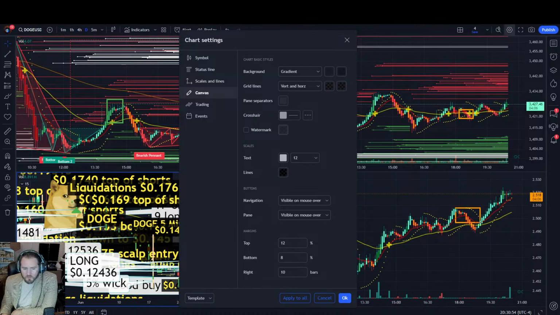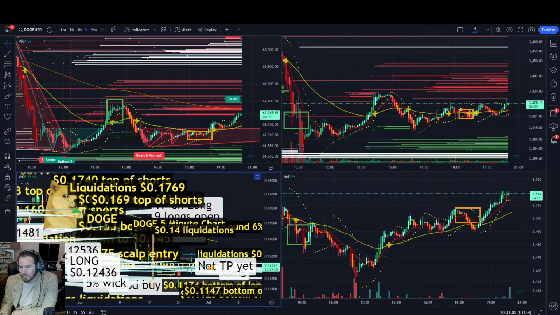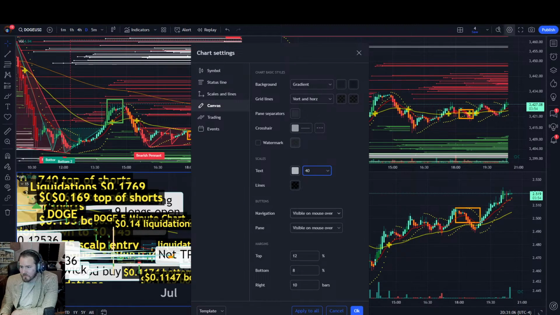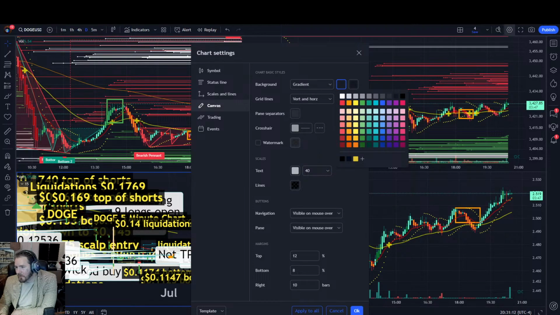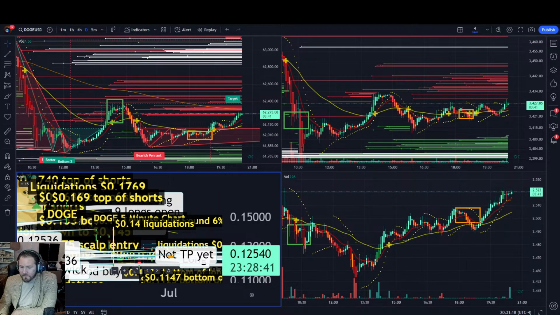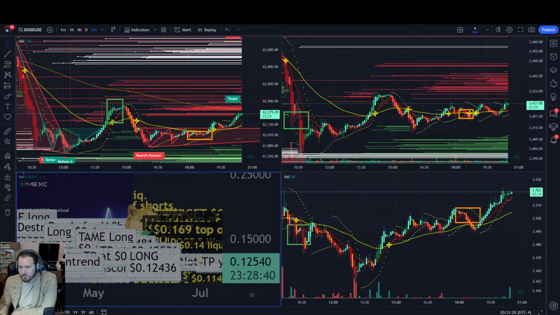So if you go to your chart settings and you go to the canvas over here, let me show you real quick. You right click your chart, settings, canvas. You go to your text. I think 40 is good. I'm going to put my background like a dark black. So we fixed the Dogecoin chart, kind of.